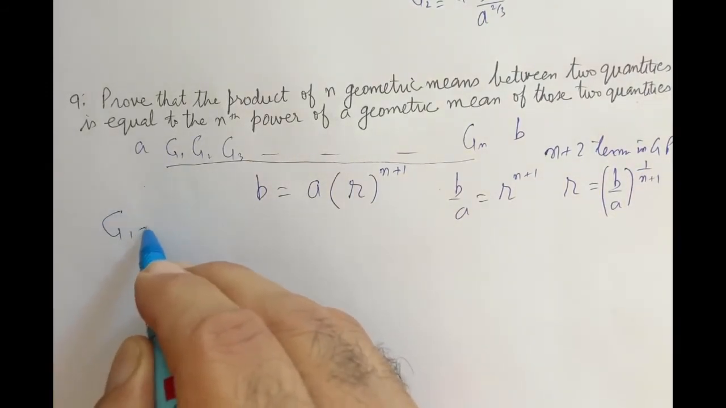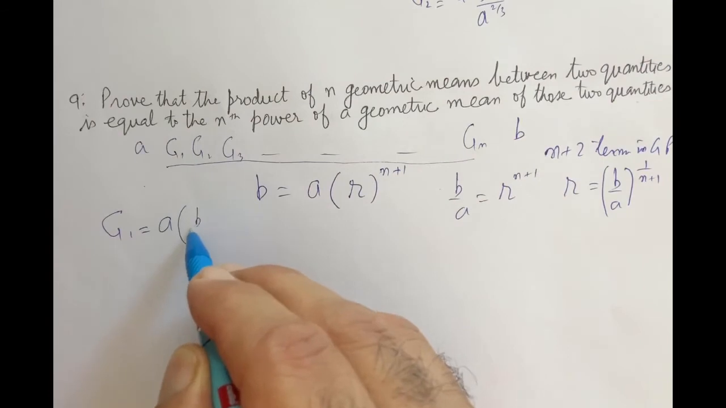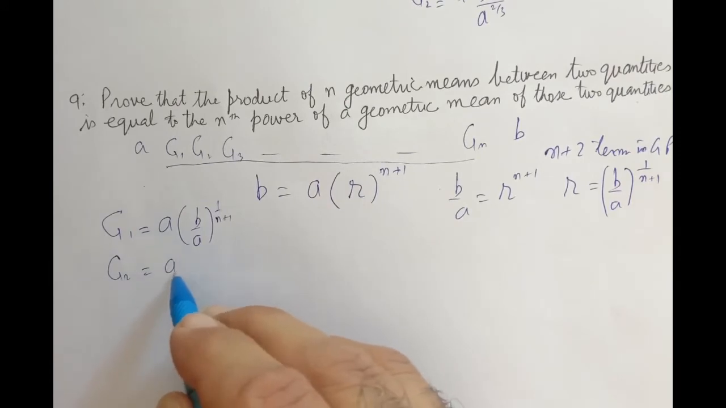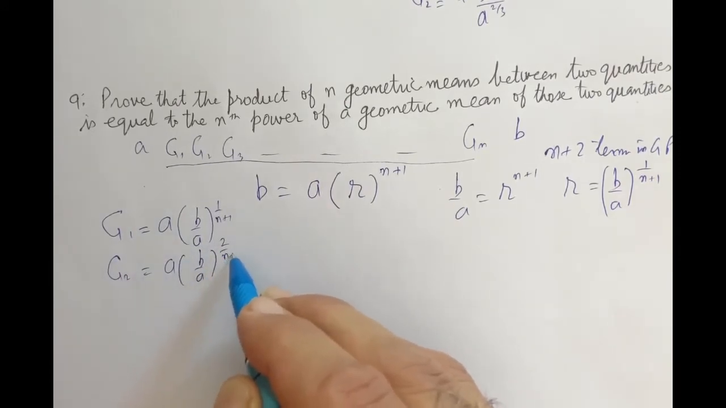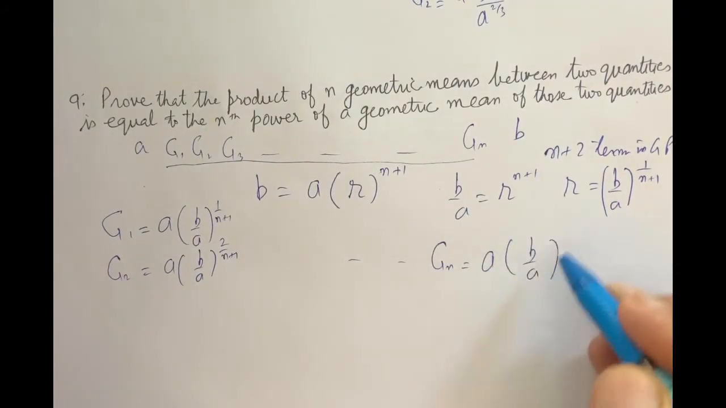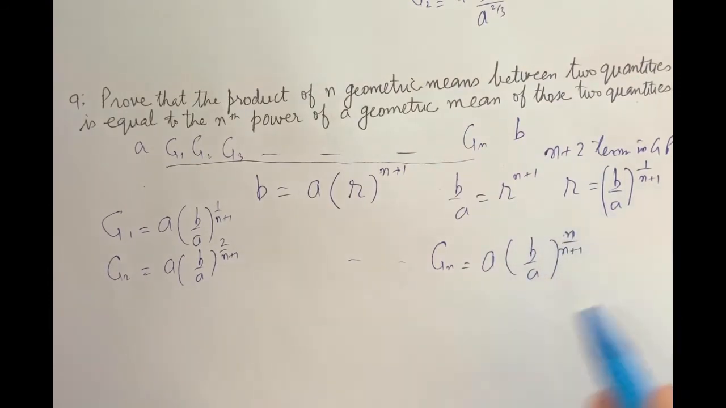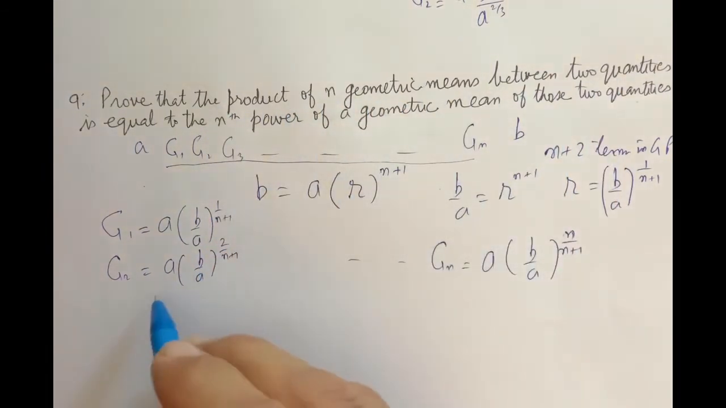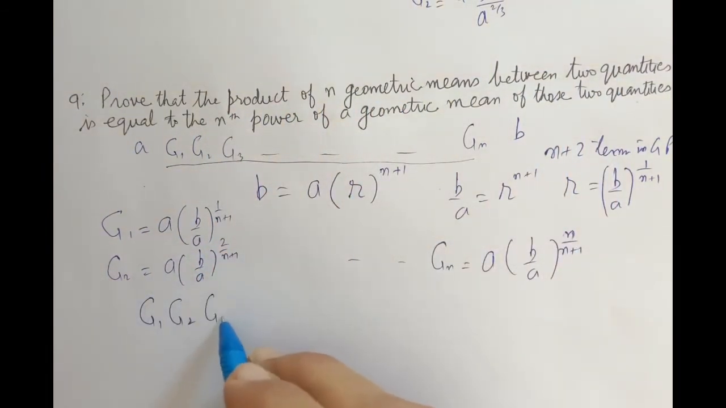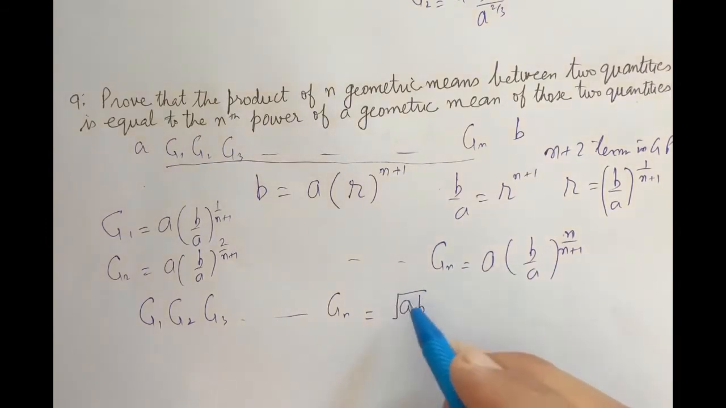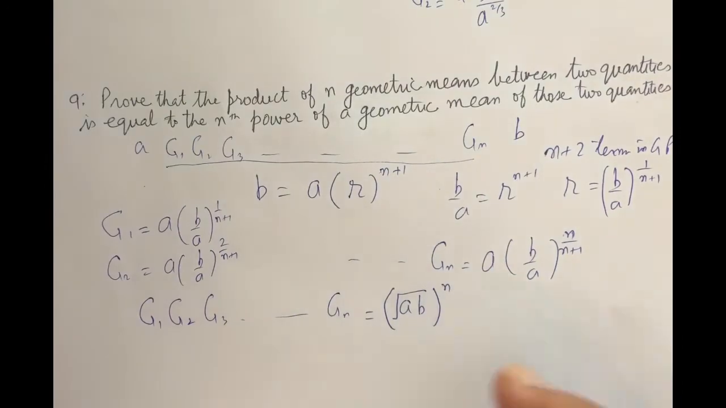Now the first geometric mean is a into r, a into b by a raised per 1 by n plus 1. The second geometric mean is a into r square, this is 2 by n plus 1 and so on. The nth will be a into b by a raised per n upon n plus 1. So we have to prove the product of n geometric means g1, g2, g3 up to gn is equal to the nth power of the single geometric mean. The single geometric mean of a and b is root of ab, and this is raised per n. We have to prove this.